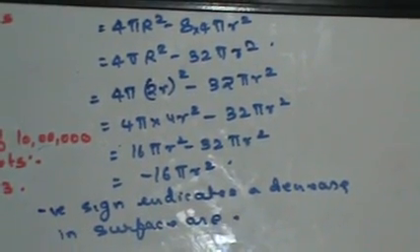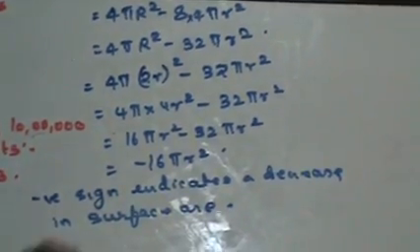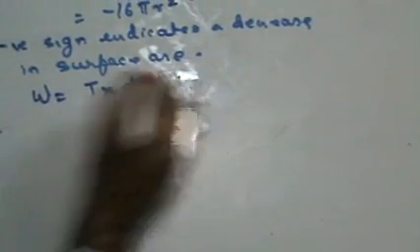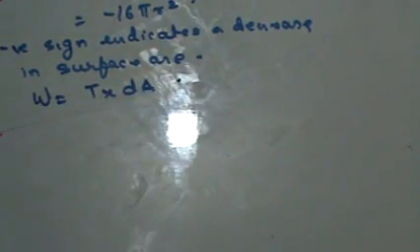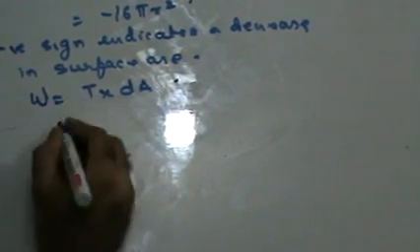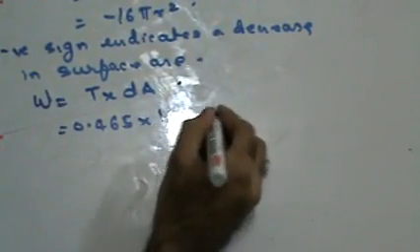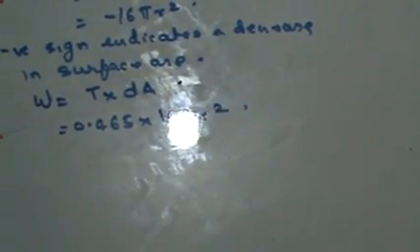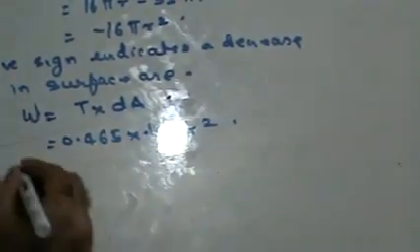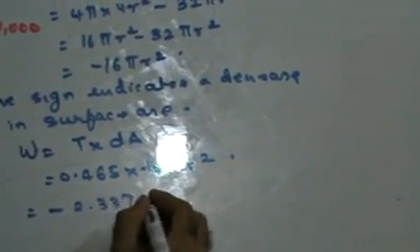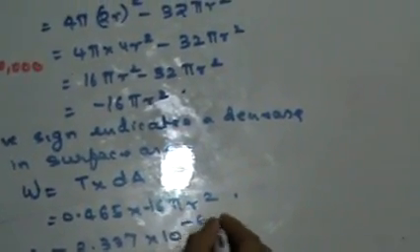Once I know this, then I can find out the surface energy. Surface energy is the same as work done, which is T into change in area, right? T is given to me as 0.465. Change in area 16 pi r square. Substitute, you should get the answer. The answer for the sum should be minus 2.337 into 10 raised to minus 6 joules.